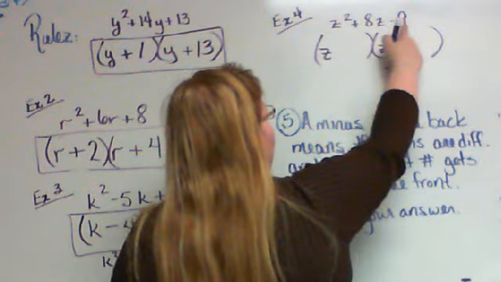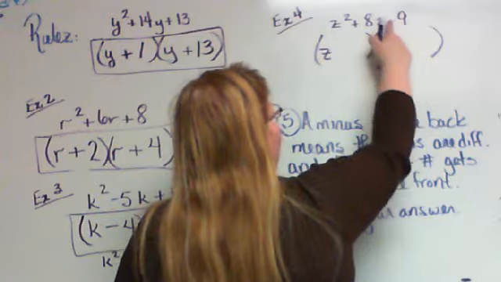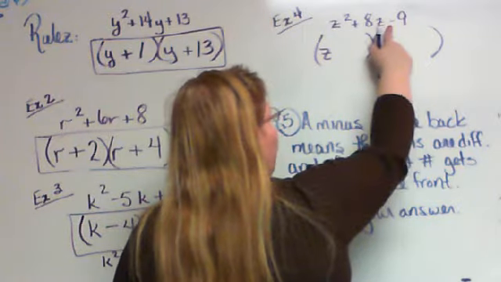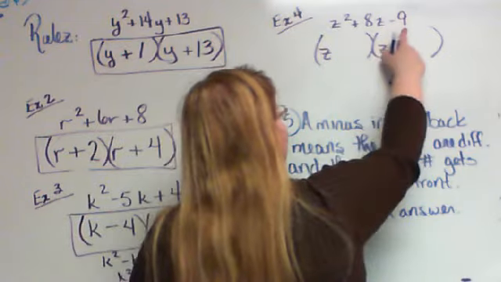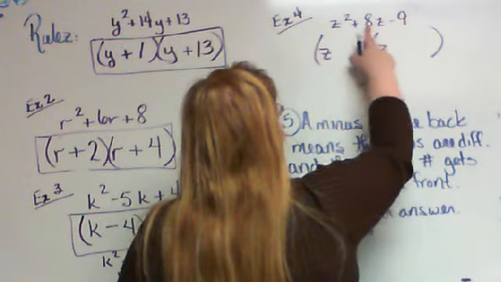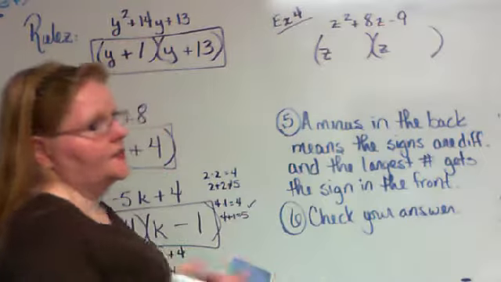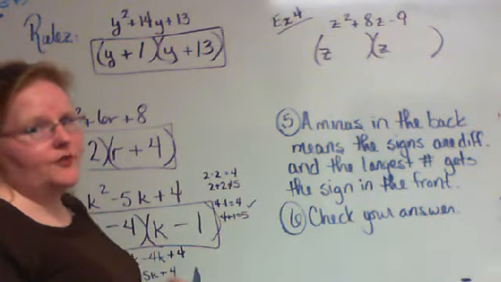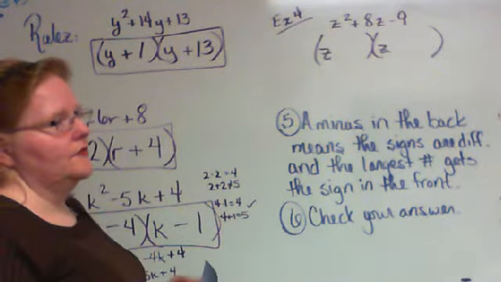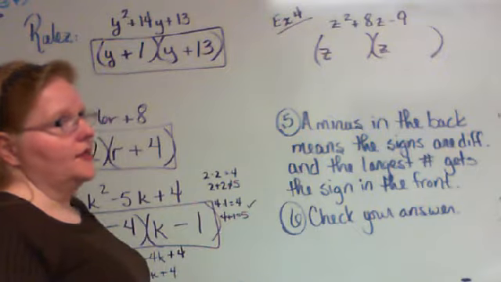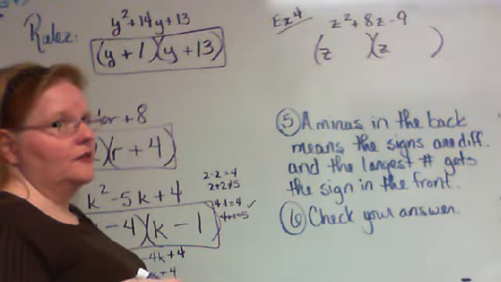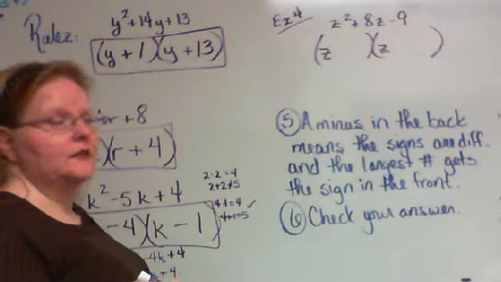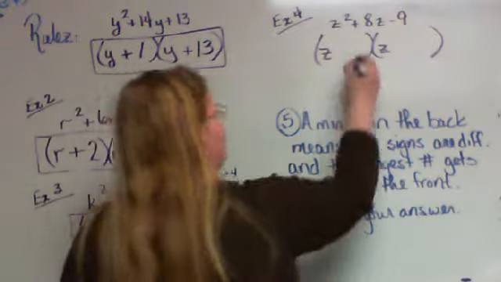Two things that multiply together to give you negative 9, and subtract, in this case, to give you 8. Two things that multiply to give you 9, and subtract to give you 8. Well, 3 times 3 is 9. But when I subtract 3 and 3, I don't get 8. 9 times 1 is 9. When I subtract 9 and 1, I do get 8. So it must be 9 and 1.